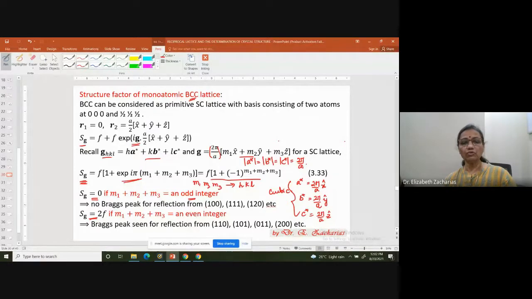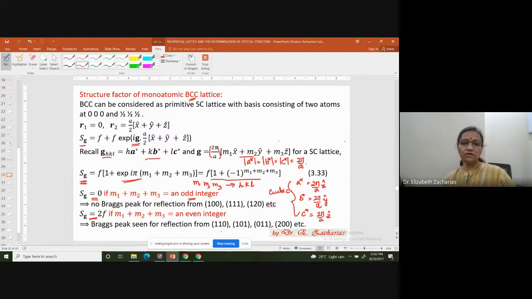Because 1 plus 0 plus 0 is odd. 1 plus 1 plus 1 is odd. 1 plus 2 plus 0 is odd. So you won't see these reflections. So what are the reflections you will see? You will see reflections corresponding to M1 plus M2 plus M3 or H plus K plus L equal to even.